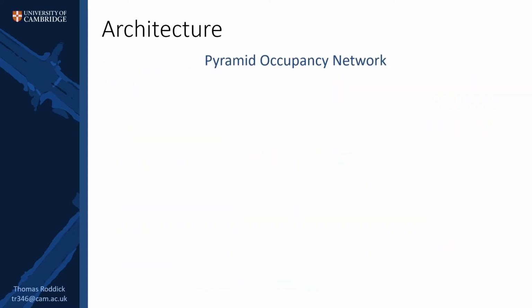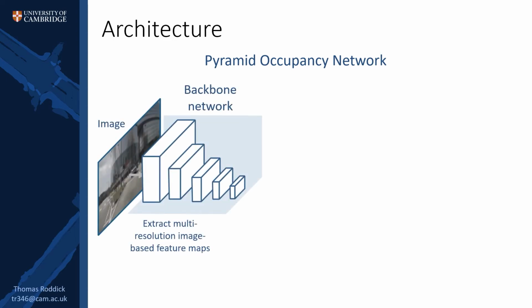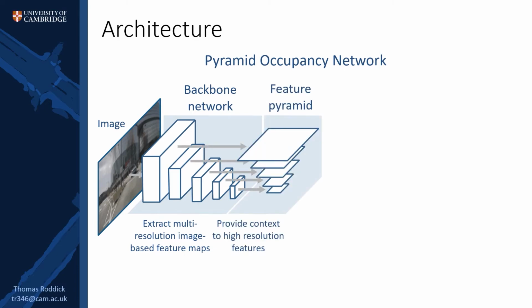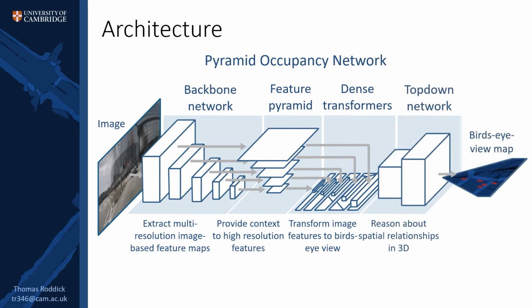The dense transformer layer forms a key component of our neural network architecture, the pyramid occupancy network. The pyramid occupancy network consists of four main components: a ResNet 50 backbone network, which extracts multiscale features in image space; a feature pyramid, which provides context to higher resolution features; a stack of dense transformer layers, where each is responsible for constructing different parts of the bird's eye view; and a top-down network, which processes features in the bird's eye view to predict the final semantic map.